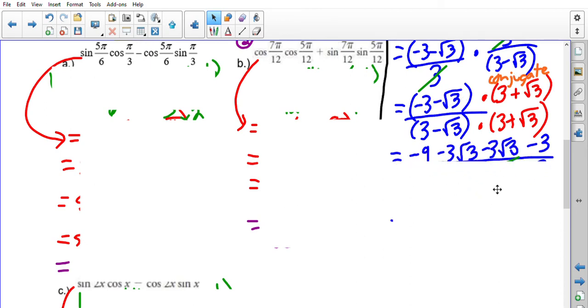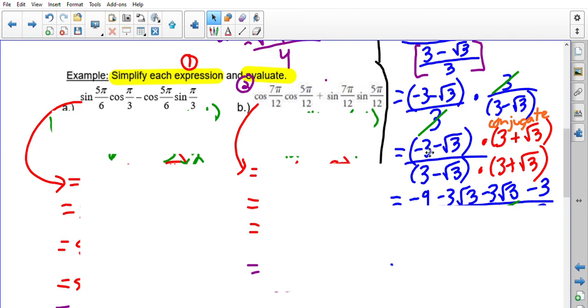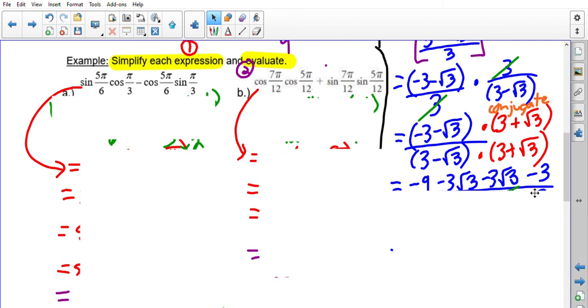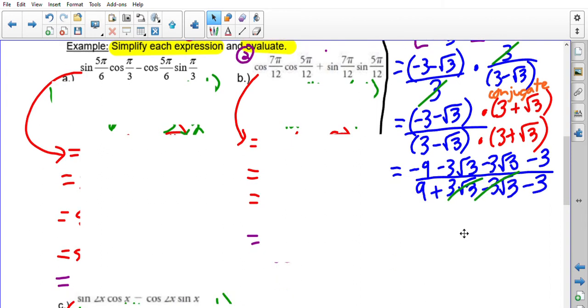Okay, so when we do that, for the numerator, negative 3 times 3, negative 9. Negative 3 times positive root 3, that's negative 3 root 3. Negative root 3 times 3, that's negative 3 root 3. Negative root 3 times positive root 3, that's going to be negative 3, right? Root 3 times root 3 is just 3, negative times a positive is a negative. Okay. Let's do the same for the bottom.